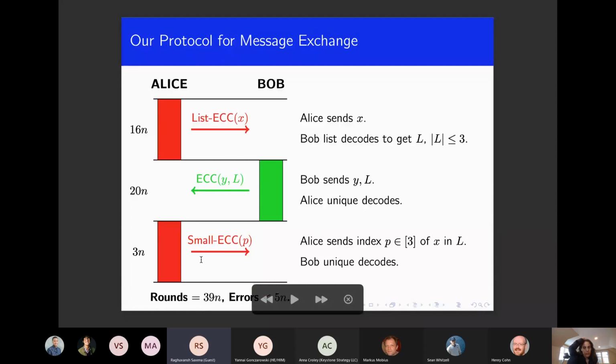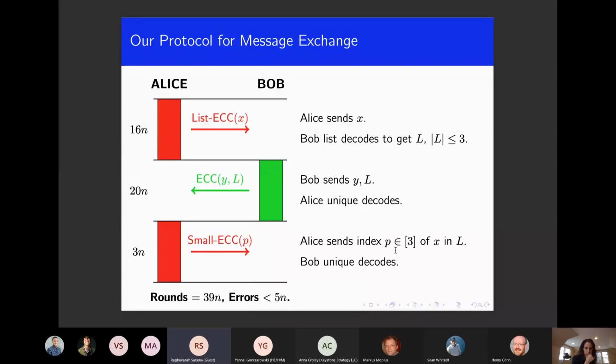So in the third part of the protocol, all Alice does is she takes a small error correcting code and she only sends the index P in 1, 2, 3. This only has 3 possible values of X in L. And this is where the magic happens. This is a unique decodable code because now Bob needs to output the answer exactly. But it has error resilience more than 1/4. And the reason we're able to get error resilience more than 1/4 is because we only need to encode 3 messages. Alice will ever only send 3 messages.